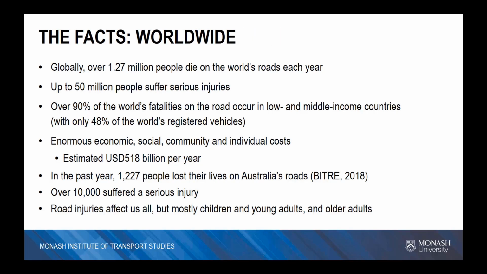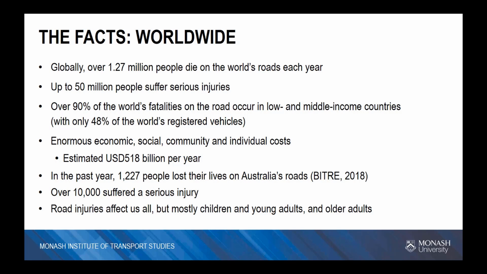So, why is road safety such an important issue? Well, I mentioned some of these statistics in the previous presentation, but globally it's estimated that about 1.27 million people die on the world's roads every year, and up to 50 million people suffer serious injury that requires some form of hospital treatment. In Australia, our roads are relatively safe compared to other nations.